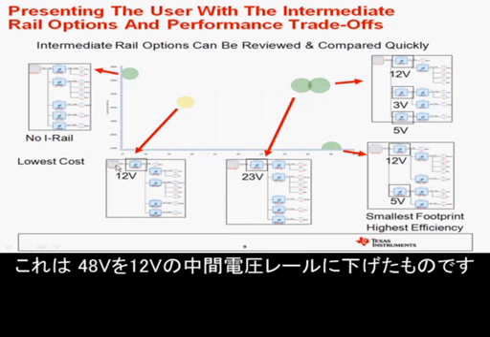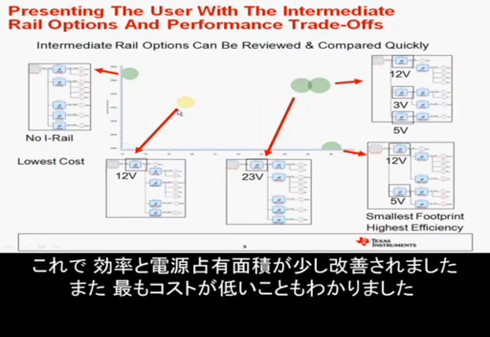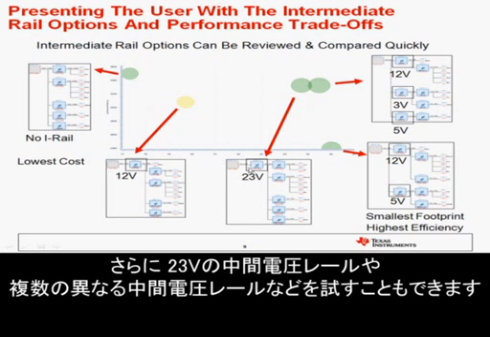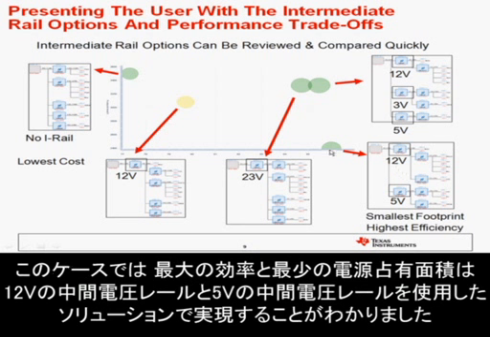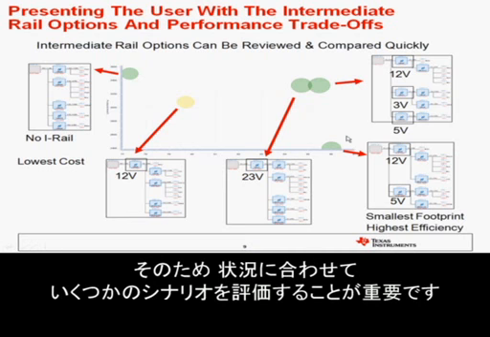Here's one where we've dropped 48 volts down to a 12 volt intermediate rail, and then we've got other supplies coming off of that 12 volt rail. That's improved our efficiency and footprint a bit, and that one turned out to be the lowest cost. We then furthermore can try things like a 23 volt intermediate rail or multiple different intermediate rails, and in this case the highest efficiency and lowest footprint turned out to be one with a 12 volt intermediate rail and a 5 volt intermediate rail. And this can change depending on your set of loads, and so it's important here to evaluate these different scenarios for your given case.